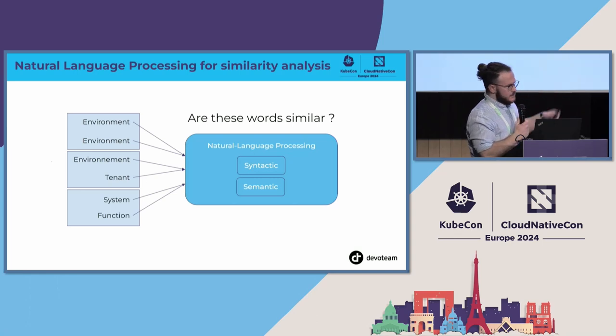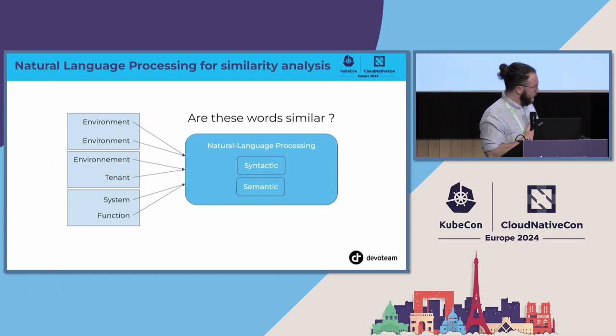So just to insist on this example of natural language processing, this allows us to use syntactic and semantic analysis. It's not just one of them. The syntactic will allow us to detect typing errors, as you can see in environment, which is an error we make a lot. And the semantic will be more about identifying the concept we want to present. And I want to say that this technique allows us to compute a score of similarity between two words, and that's where the decision is taken, whether to use one label over another one.